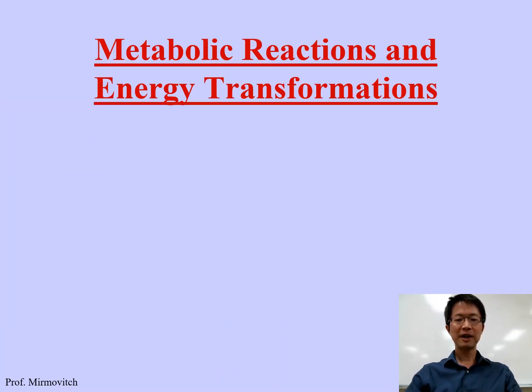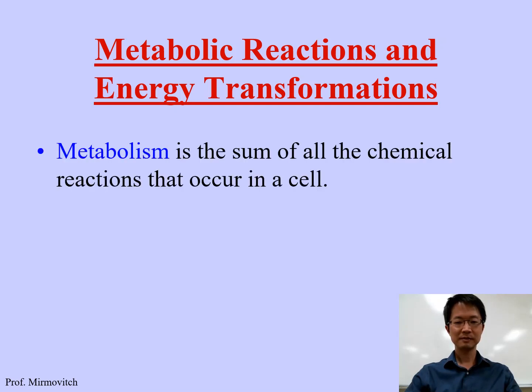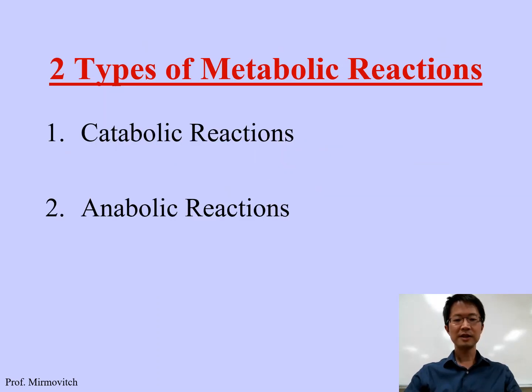So metabolic reaction and energy transformation. What is metabolic reaction? What is metabolism? Basically, metabolism consists of two types of reaction: catabolic and anabolic. And the definition of metabolism is here: it is the sum of all chemical reactions that occur in a cell. So as I said, there are two types of metabolic reaction: catabolic reaction and anabolic reaction.